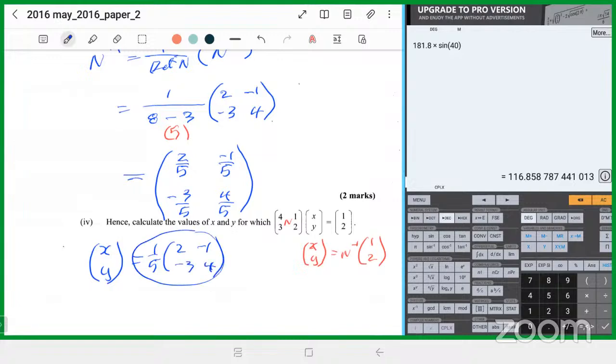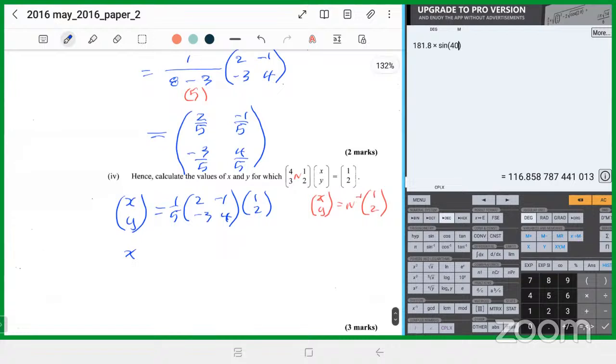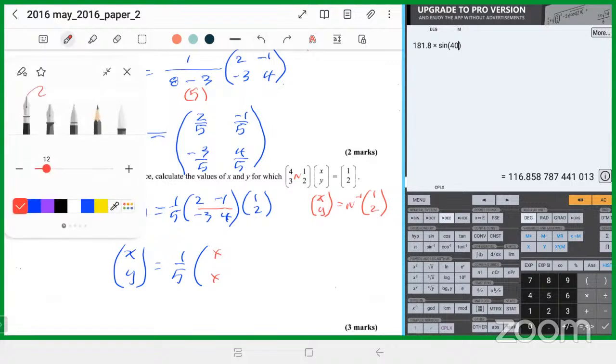That's my inverse matrix, and I'm multiplying by the 1, 2. I leave the fraction for last and work the numbers first. So xy becomes equal to 1 over 5 times... Again, I'm multiplying rows of the first matrix by the 1 column. I'm going to get 2 values here, and I'll put in the bracket afterwards.